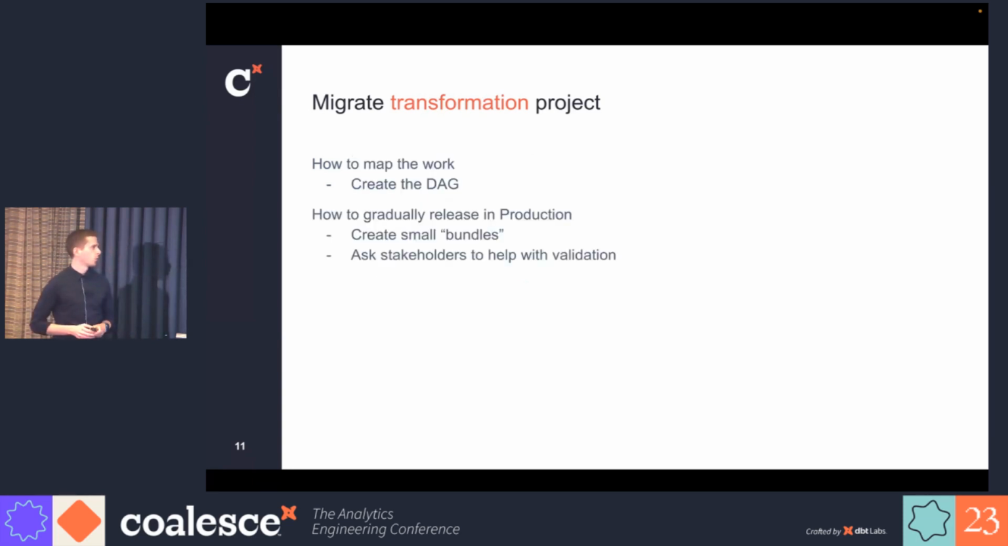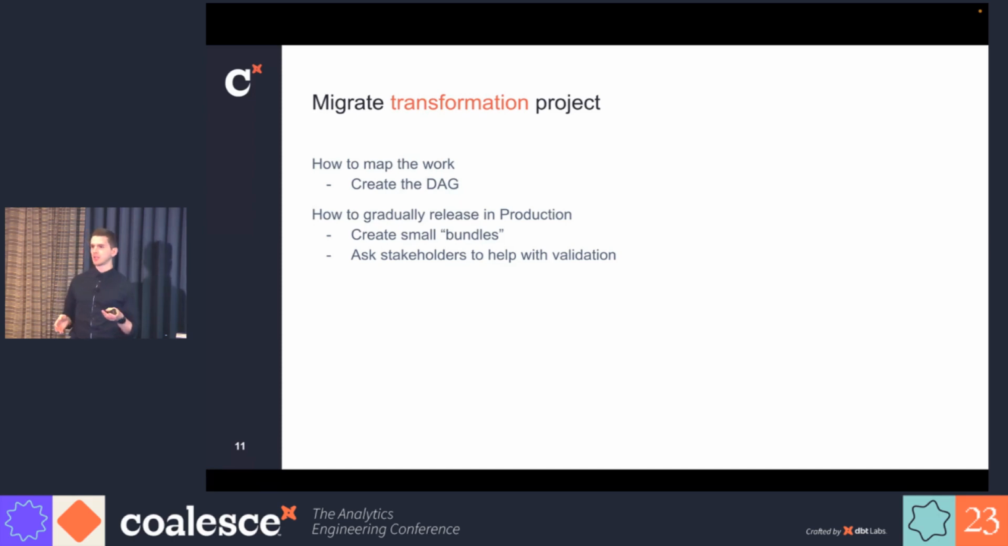Next point was how to release in production. I think something very important here is that you could think, maybe if you're doing your migration, you're going to do everything under the hood and then push everything, right? But I would argue it's much better to create small bundles of your transformation, just to make sure that you can validate smaller bundles and not be overwhelmed with whatever you have.